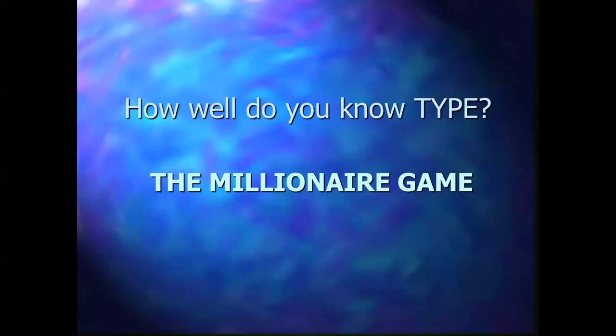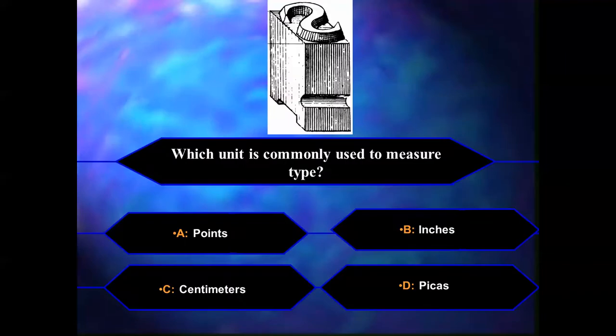Well, now we're going to talk a little bit more about type and see how well you know type. So we're going to play the Millionaire Game. All right, which unit is commonly used to measure type? A, points, B, inches, C, centimeters, D, picas? It's points. Remember, it's from the top of the ascender with a little space to the bottom of the descender.